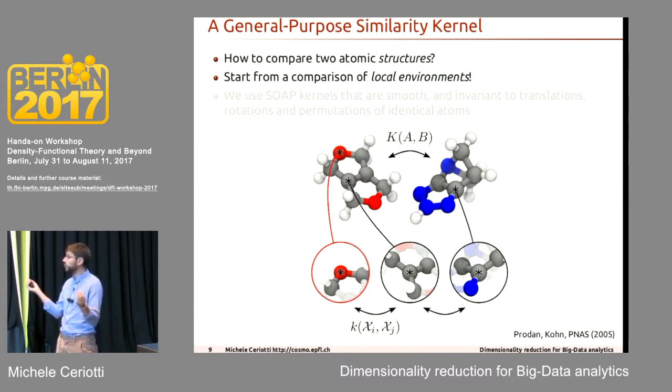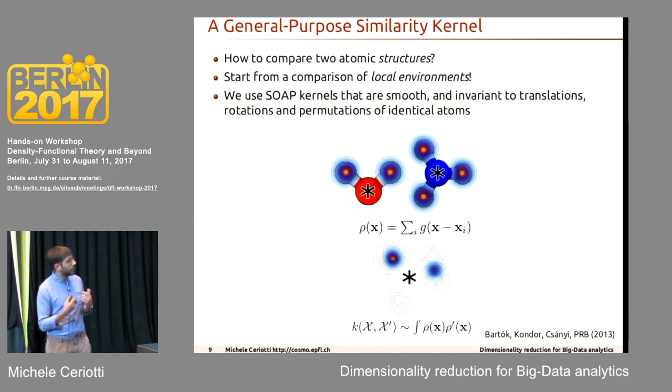And so basically what I will show you is how you can start from a kernel that only tells you whether two groups of atoms are similar or different to each other, and combine these into a kernel that you can use to match entire structures or entire molecules. So how can you do this?